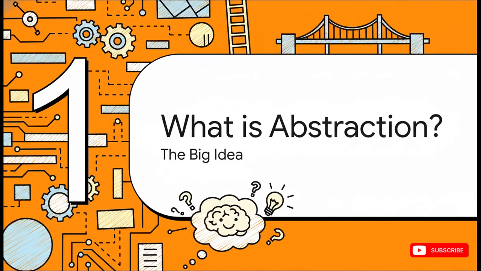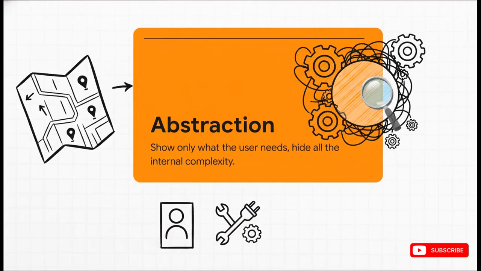You know, the big idea is actually way simpler than most people make it out to be. At its absolute core, abstraction just means this. You show the user only what they need to see, and you hide all the messy, complicated stuff under the hood. The perfect example is an app you probably use every single day, Google Maps.